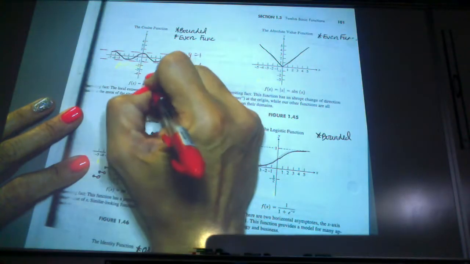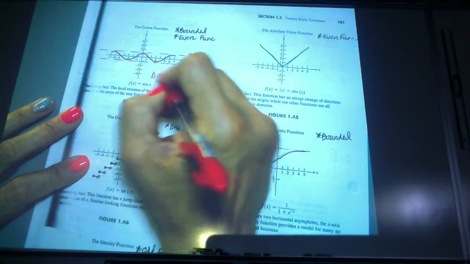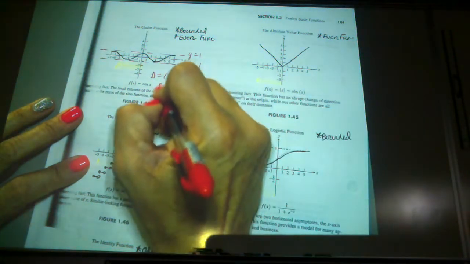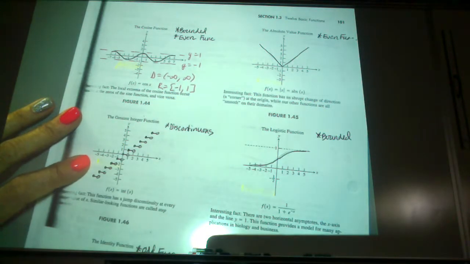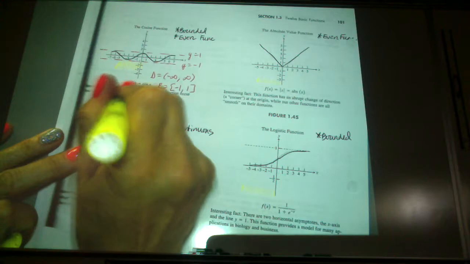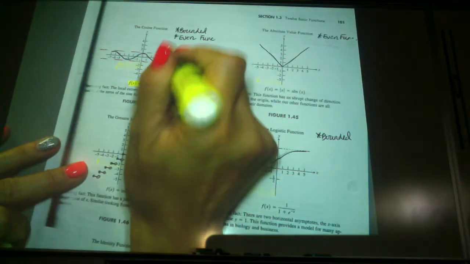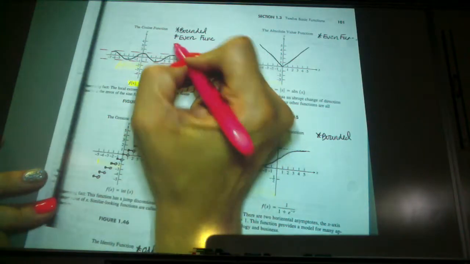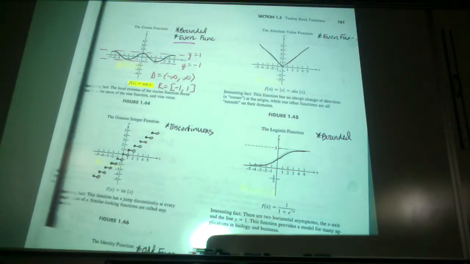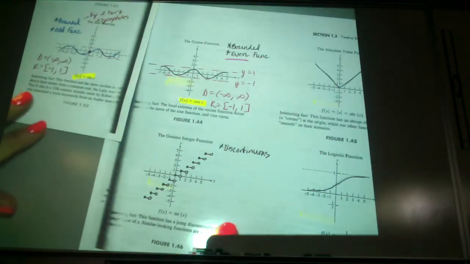So its domain and range is exactly the same as the sine function. Domain is negative infinity to positive infinity, and range includes negative 1 to 1. What is the difference between the sine and the cosine? Oh, by the way, the cosine is an even function. It is symmetrical with respect to the y-axis, whereas the sine function is symmetrical with respect to the origin.